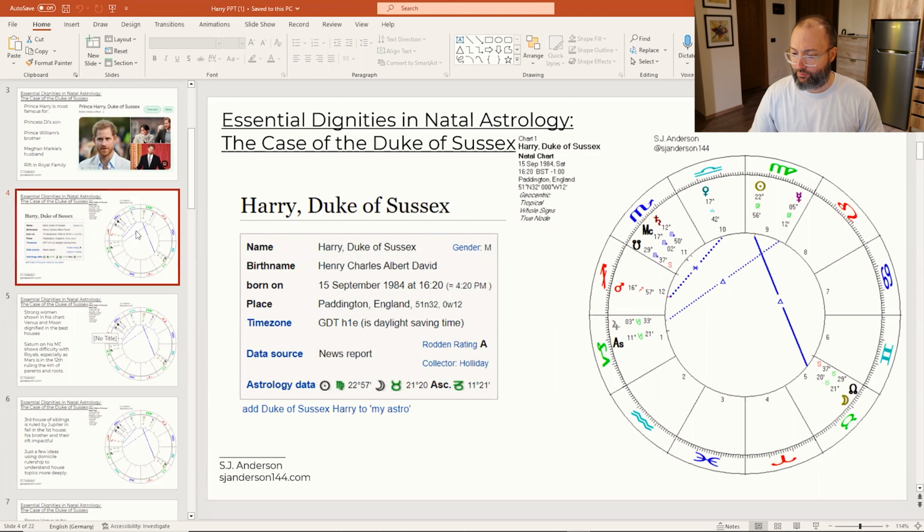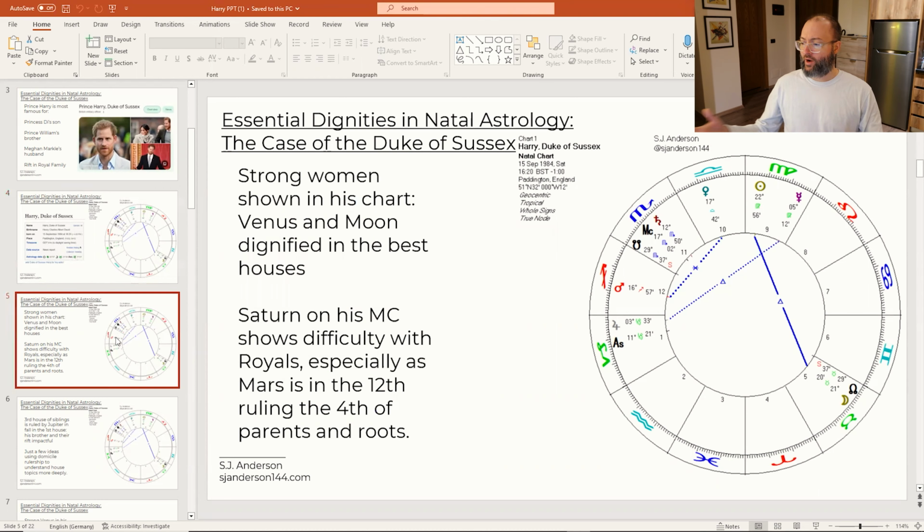So let's just go here in Harry's chart. Right away, a major theme, strong women show up in his chart because Venus is domiciled in Libra in the strong 10th house. The ruling planet of Libra by domicile is Venus.